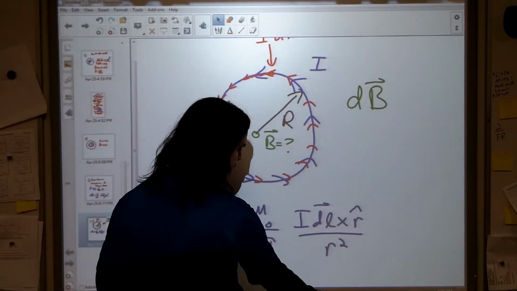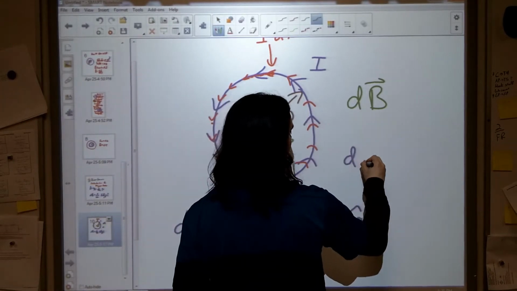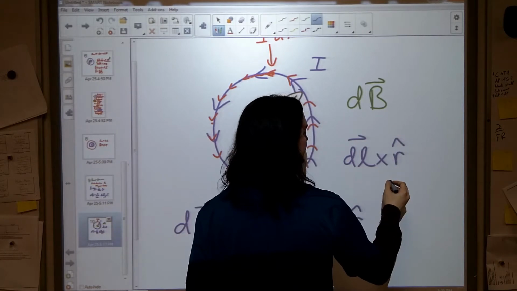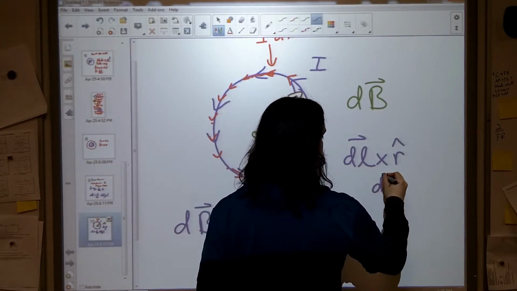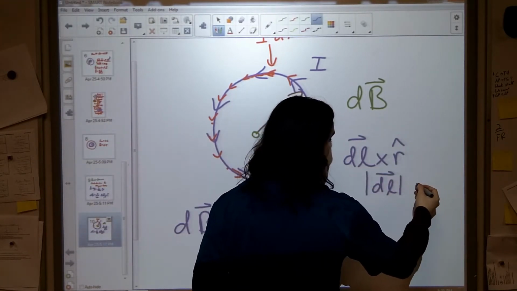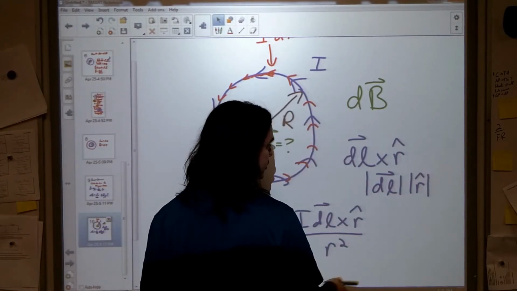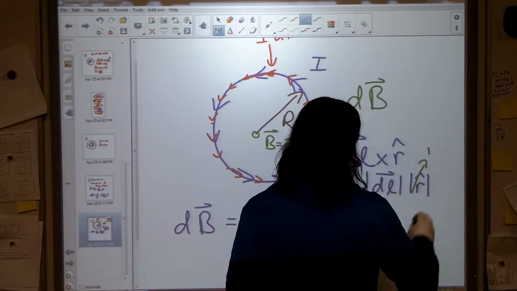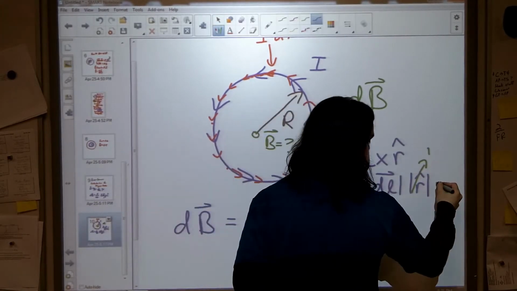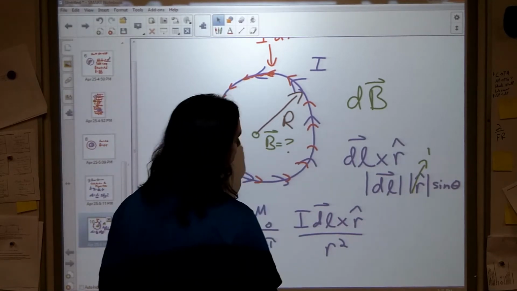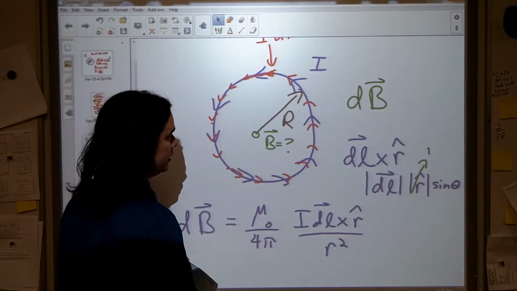Let's deal with the cross product first. If we have dl cross r hat, then that would simplify down to the magnitude of dl, times the magnitude of r hat, which since it is a unit vector, its magnitude is by definition 1, times sine of the angle between them. Now in my sample problem, the angle between them is actually going to be something really convenient.